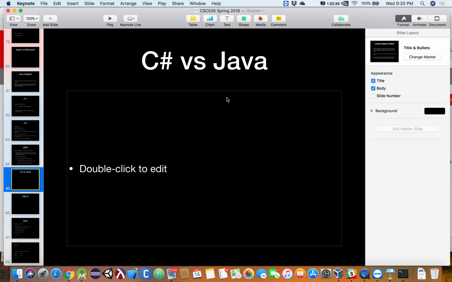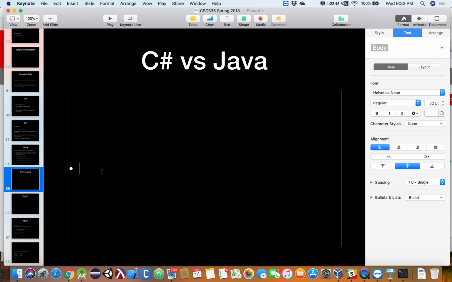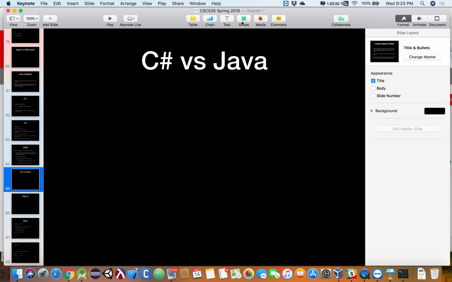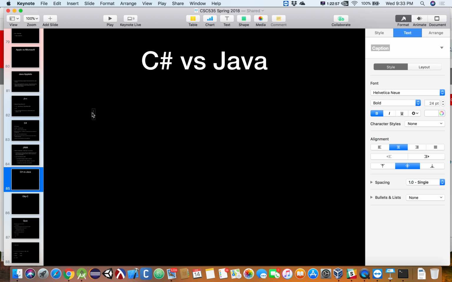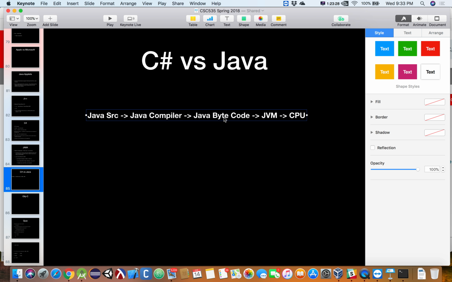Okay, so then we get to the comparison of C# versus Java. So Java, we already said, is platform independent, right? So if we draw a picture here of how these guys work, for Java, I'm going to do it with text here. We have Java source code, which goes through the Java compiler, which turns into Java bytecode, which is then run on the JVM, which is then converted to the CPU natively. So that's how Java works.